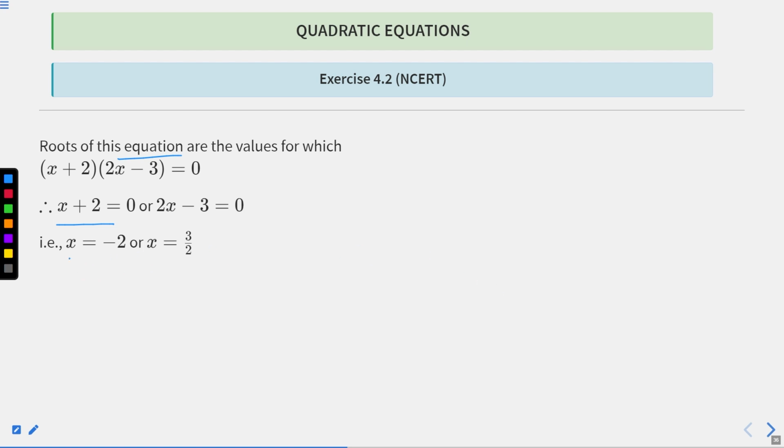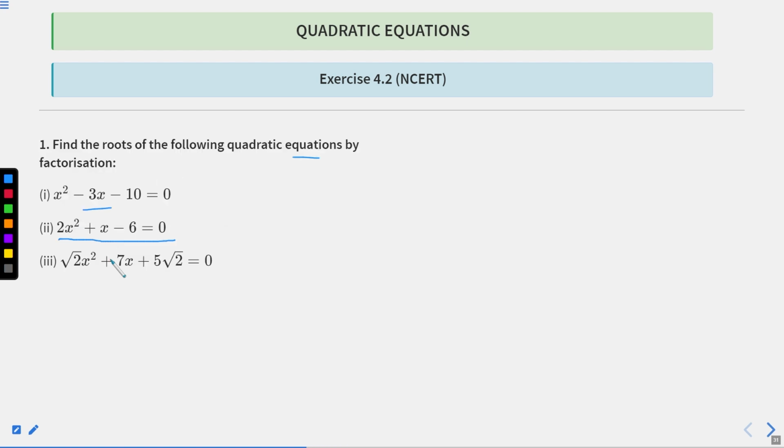So the values of x are -2 and 3/2. Therefore the roots of this quadratic equation are -2 and 3/2. Now let us see the next question.